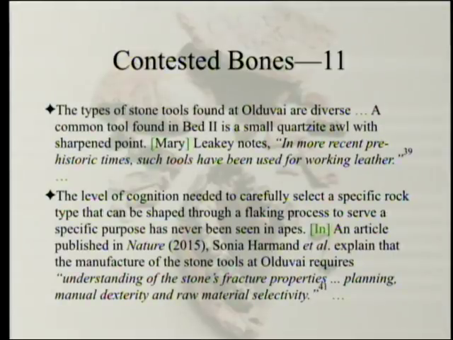The level of cognition needed to carefully select a specific rock type that can be shaped through a flaking process to serve a specific purpose has never been seen in apes. In an article published in Nature, Sonia Harmand et al. explained that the manufacture of the stone tools at Olduvai requires understanding of the stone's fracture properties, planning, manual dexterity, and raw material selectivity. Just not the kind of thing you see chimpanzees doing.